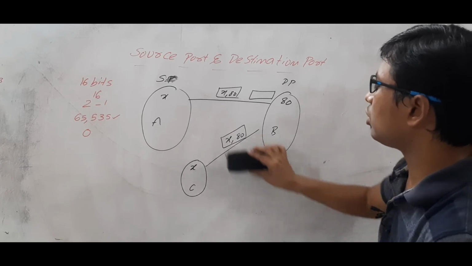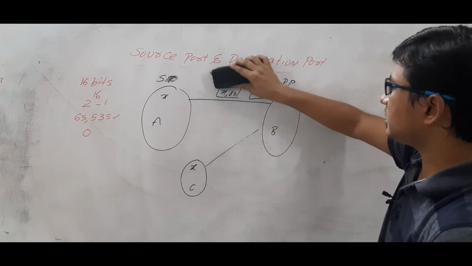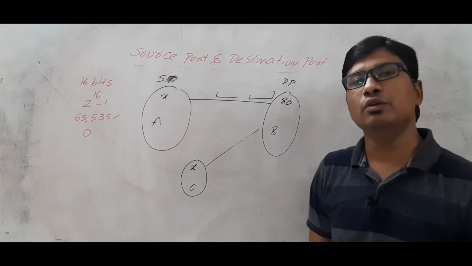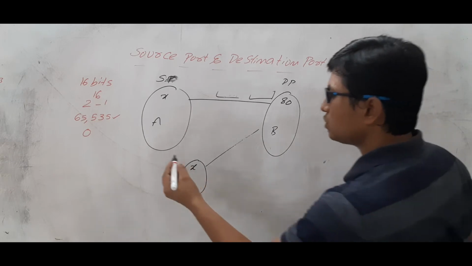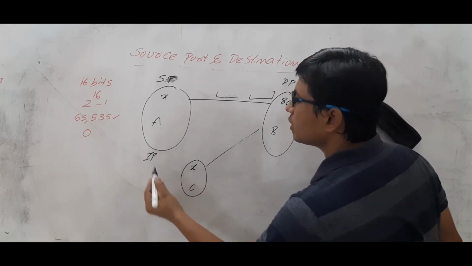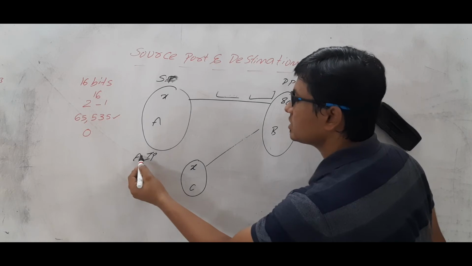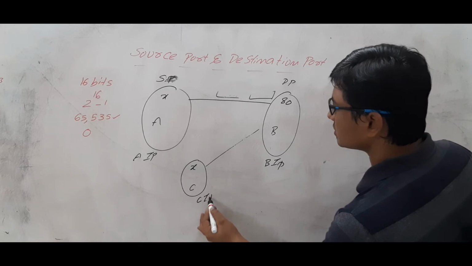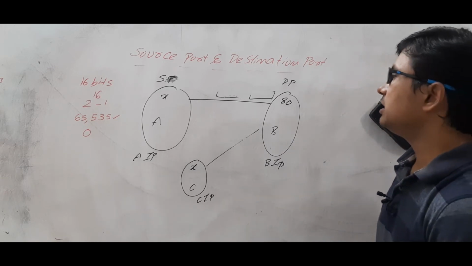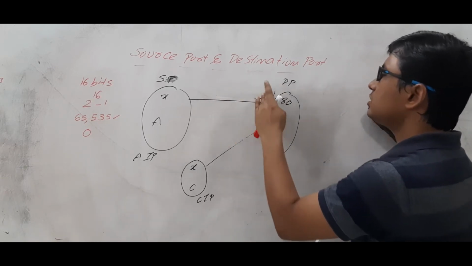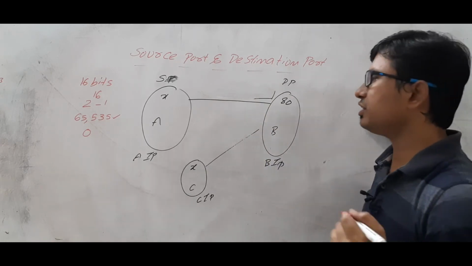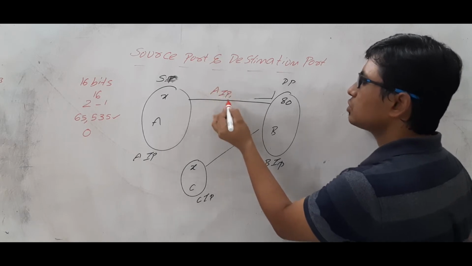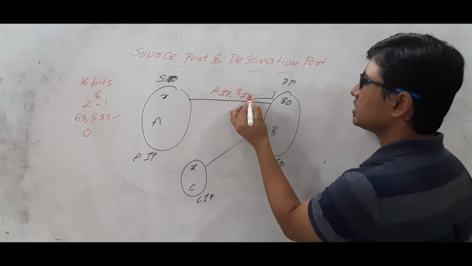Then people thought that instead of identifying the communication with the port number, why can't I identify it with the IP number? As you all know, at the network layer we have the IP address. A's IP address is there, B's IP address is there, and C's IP address is there. So what they decided is that instead of using source port and destination port, a communication will be identified by using the source IP address and the destination IP address.